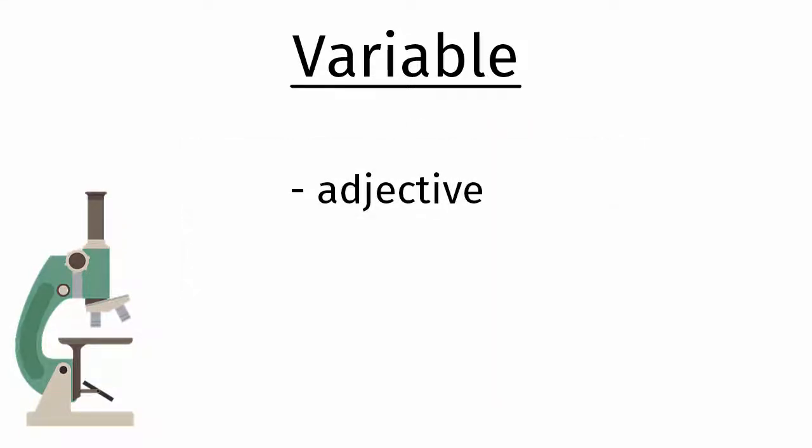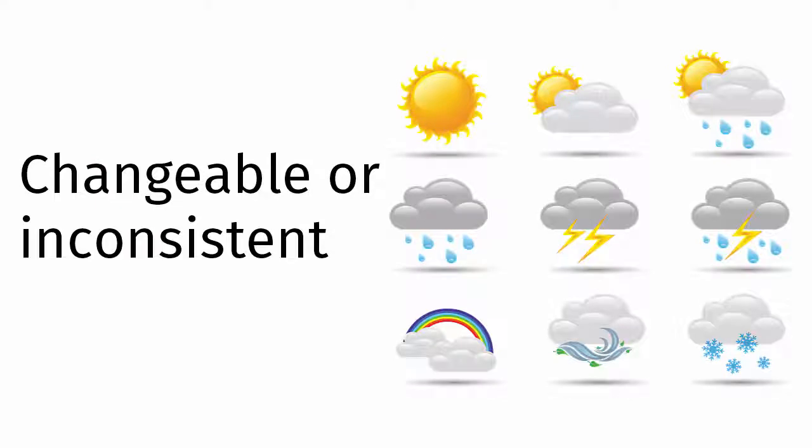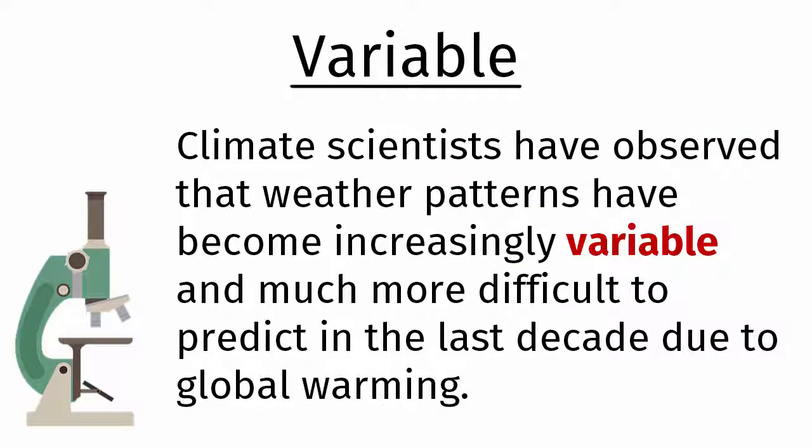As an adjective, it means changeable or inconsistent. For example, we could say, climate scientists have observed that weather patterns have become increasingly variable and much more difficult to predict in the last decade due to global warming.